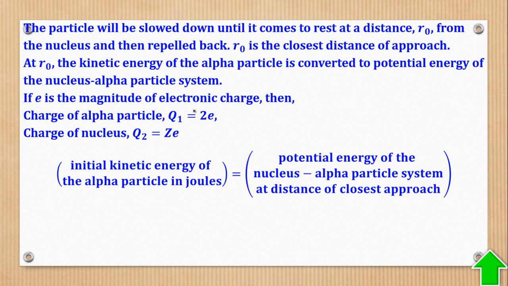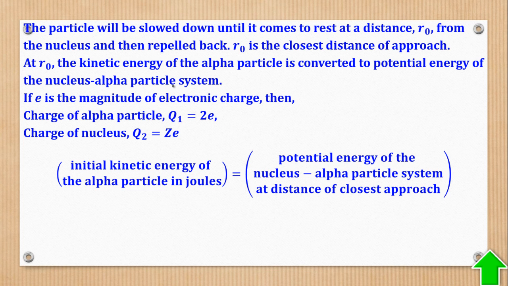Now someone may ask, where is this 2 coming from? It is because the alpha particle in your physics 1, it was 4, 2, meaning that it has an atomic number of 2. This one, the nucleus, in the question we said the atomic number is Z, so it will be atomic number times the electronic charge. Atomic number times the electronic charge. So that is where the 2 is coming from.